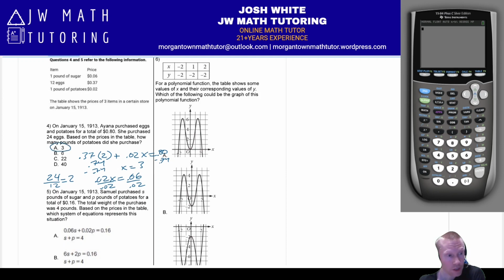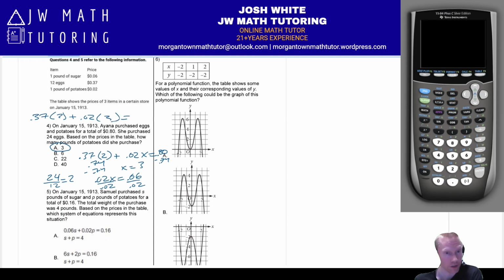Now, alternately, you could back solve this. So you would basically just punch in, let's say on the calculator, 0.37 times 2 plus 0.02, and then go through your answer choices, hit enter, and see, does it equal 80 cents? Now, for letter A, it does, so therefore you wouldn't have to do any more work after that. But if it didn't, you'd move on to answer choice B and C and so on.